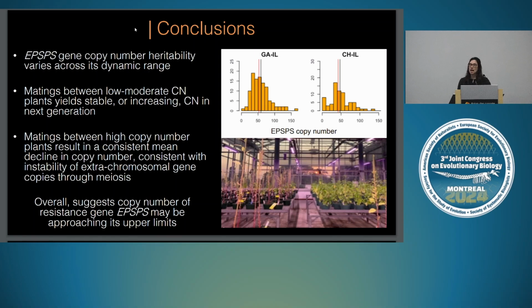And interestingly, based on our surveys, here's just a couple of examples from populations in Illinois that are representative of what many populations look like. The highest copy number individuals in our studies have only ever been detected at low frequencies. So this is also consistent with this genomic constraint.